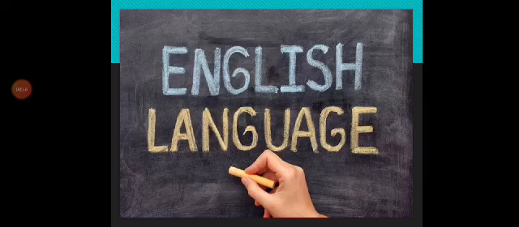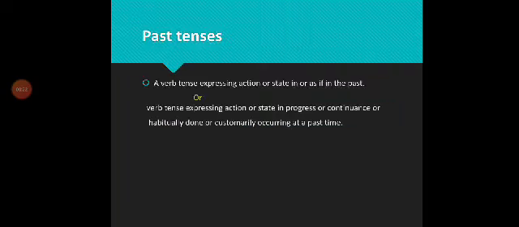The subject which we are discussing today is English language and the topic is past tenses. A verb tense expressing action or state as if in the past. An action that happened in the past is called the past tense. Or a verb tense expressing action or state in progress or continuous in the past.